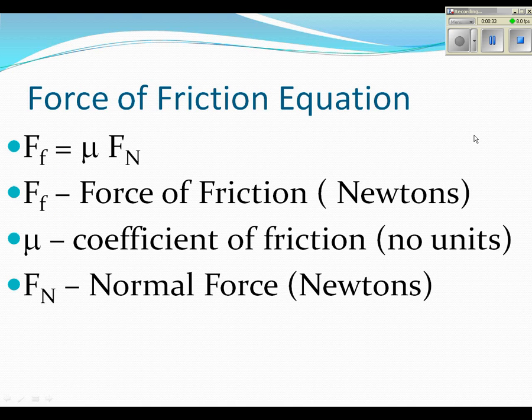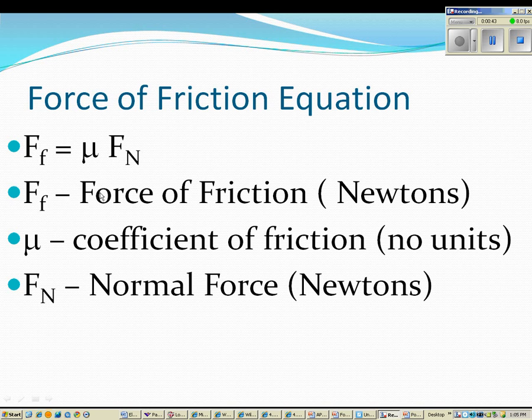So our equation is up here. It's the force of friction equals mu times the normal force. The F sub F is the force of friction measured in newtons. The mu is the coefficient of friction, which has no units, and the normal force is measured in newtons as well. So this allows us to find out what the force of friction is.